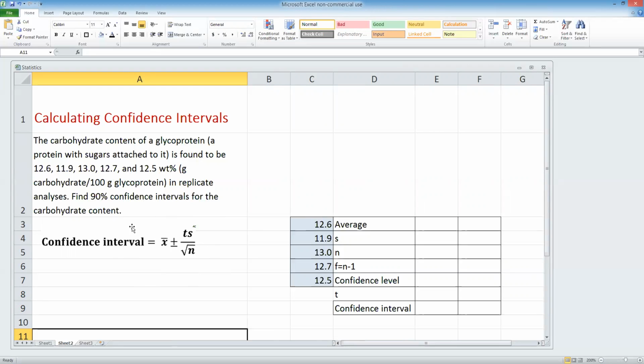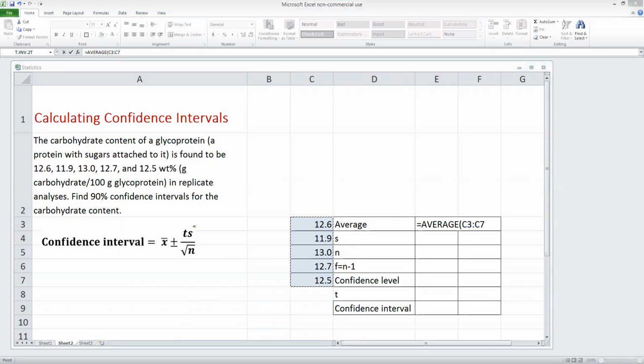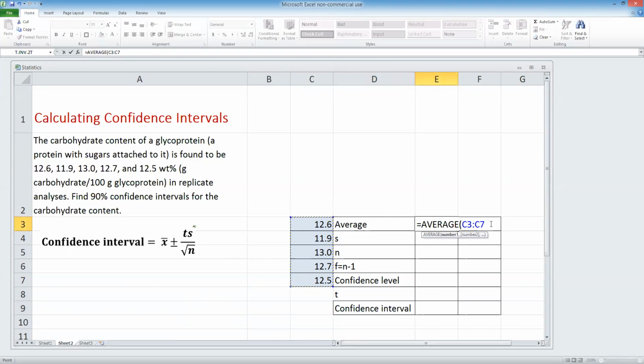This is the formula for confidence intervals. You need to calculate the average, find the standard deviation, find how many measurements, then you find the student t number here. So how can we find the average? We already learned. You type average here, you use equal average, double click, select all the data. You got the answer.